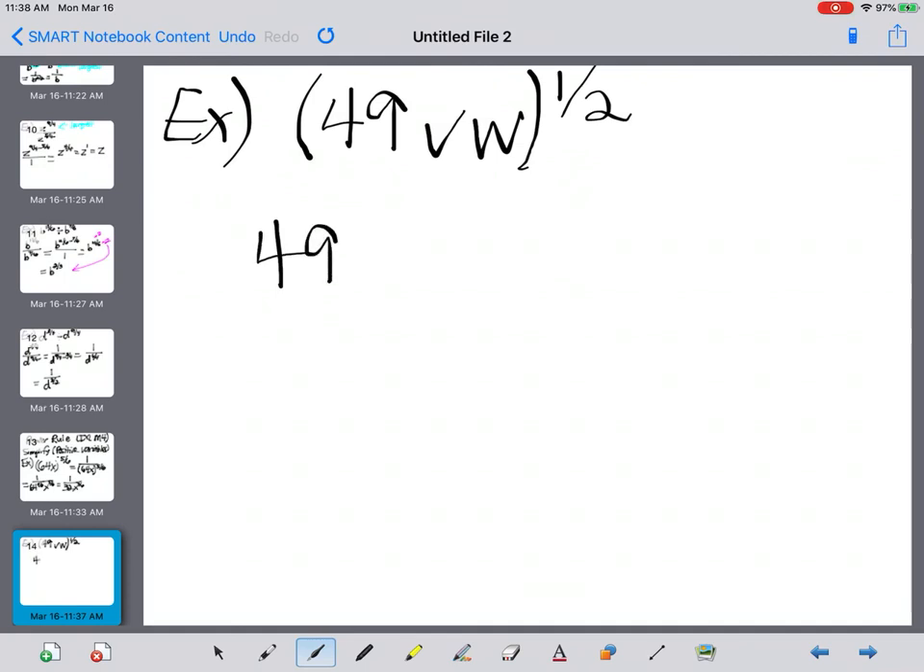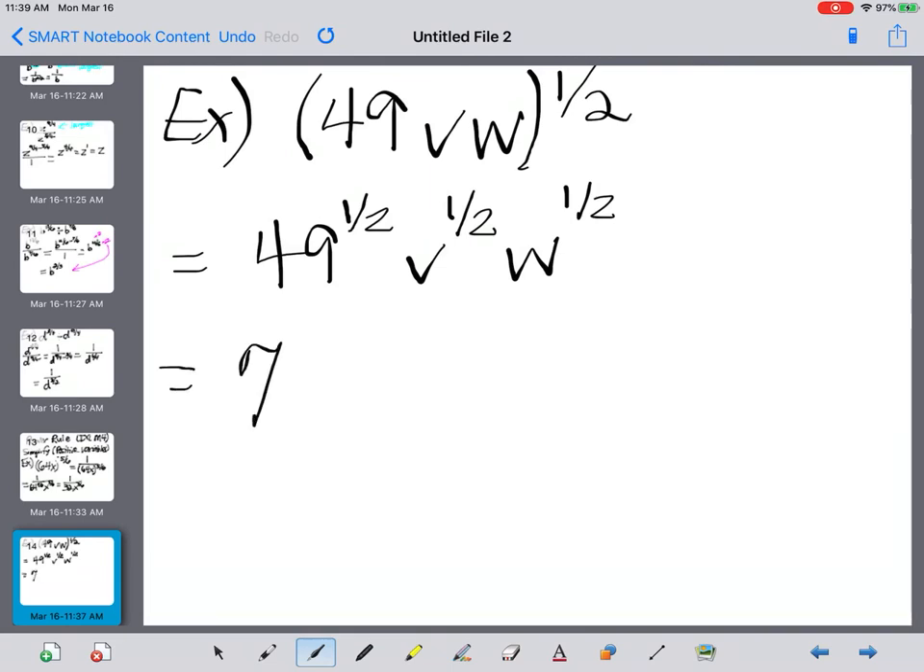So we're going to do 49 to the 1/2, V to the 1/2, W to the 1/2. So 49 to the 1/2, well, the square root of 49 is 7. So I'm going to have 7, and then V to the 1/2, W to the 1/2. And I think this is how IXL will accept it.